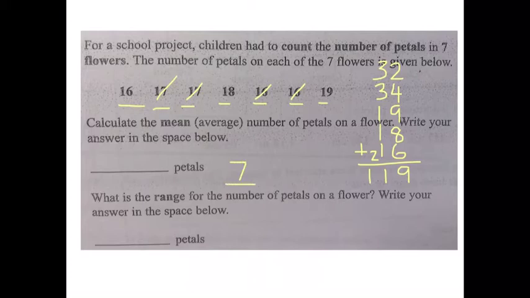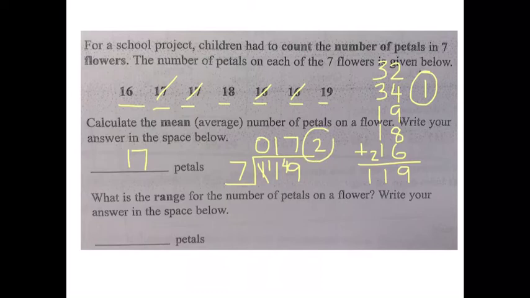So I have to divide 7 into 119. 7 into 1 does not go, 7 into 11 goes once with 4 remaining, and 7 into 49 goes 7 times. So my average then is 17. So remember, step 1, add up all the numbers. Step 2, divide your answer by how many numbers there were.